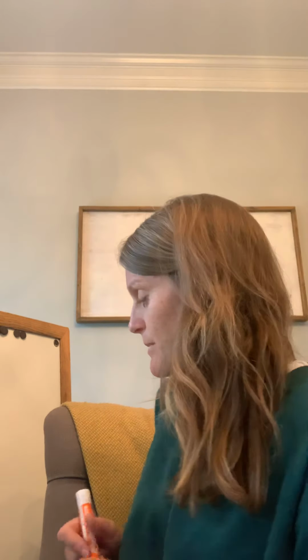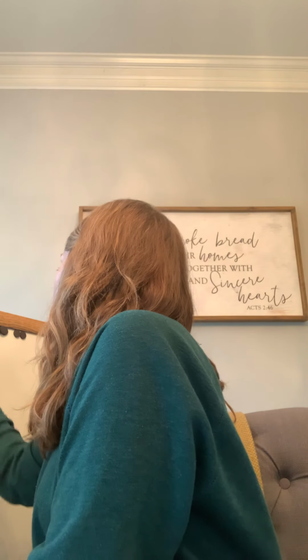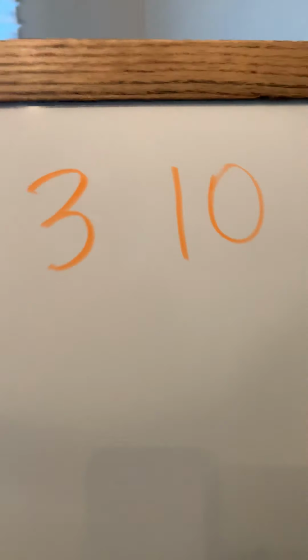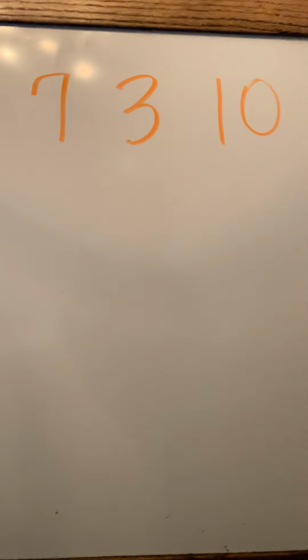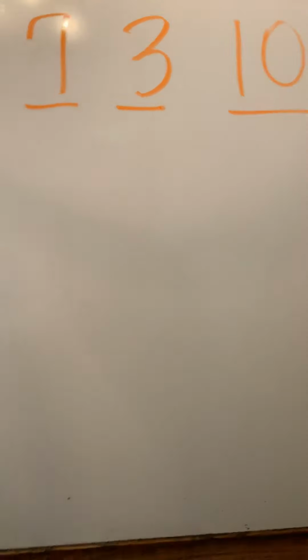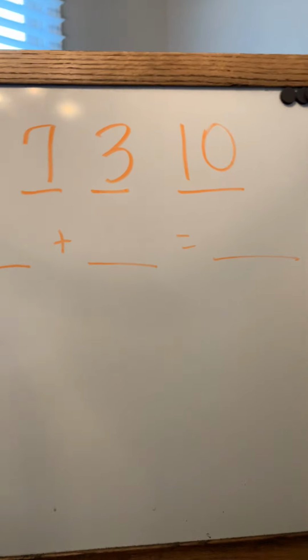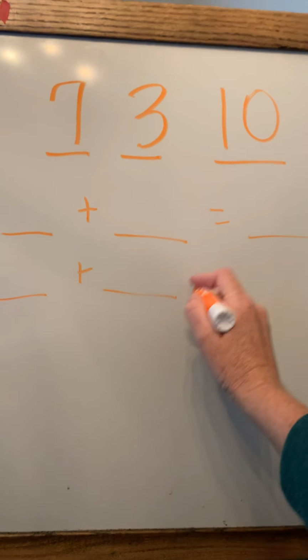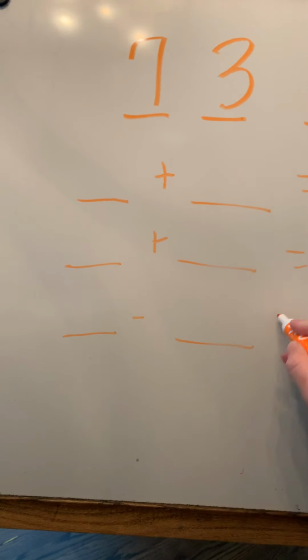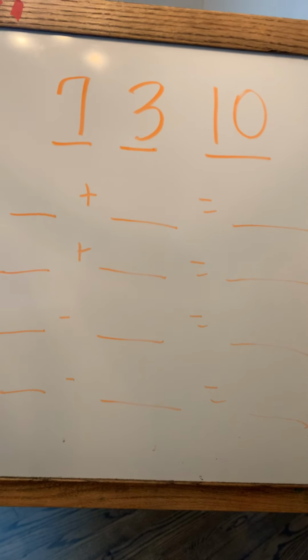There's a marker. Okay, so for fact families, I'm going to write this up here and then I'll show it to you. So if I had a 7, a 3, and a 10, here is the fact family. I can only use those 3 numbers, the 7, the 3, and the 10, in my problems. Same thing here. Same thing here. I can only use the 7, the 3, and the 10.